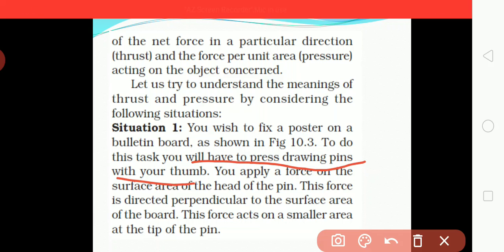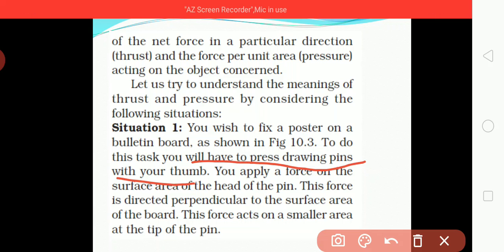If we want to pin a picture on a bulletin board, what we do is take a pin, which we call a drawing pin, and with the help of that drawing pin we press it into the bulletin board, due to which it will be settled. So in this phenomenon also, thrust is working as well as pressure.